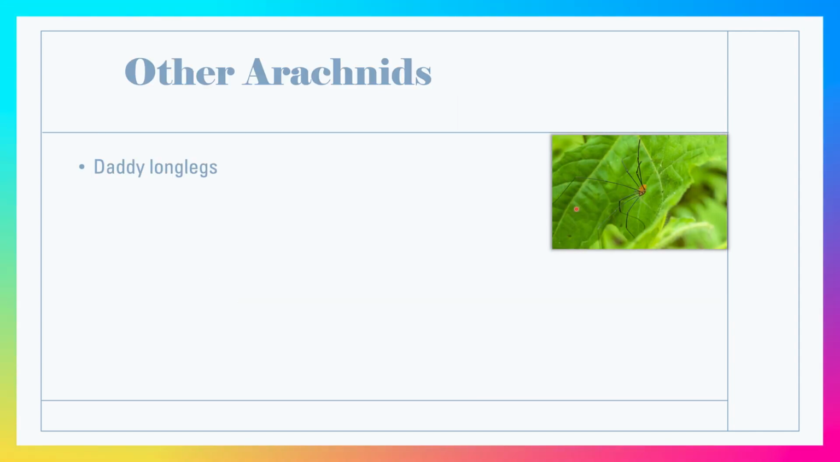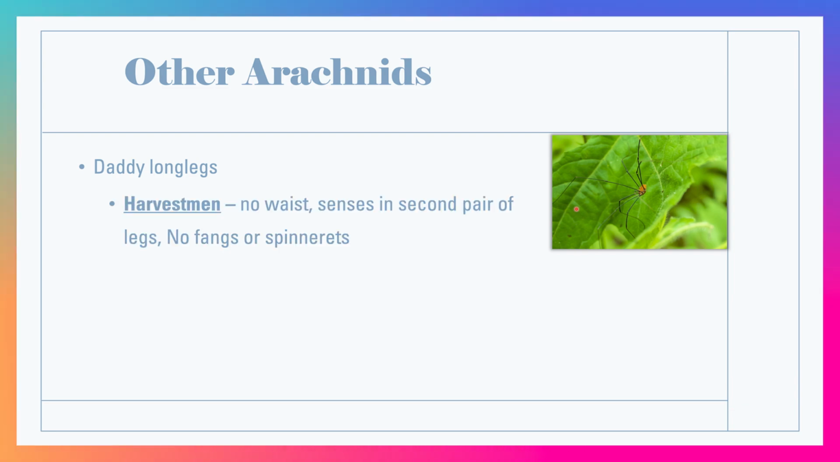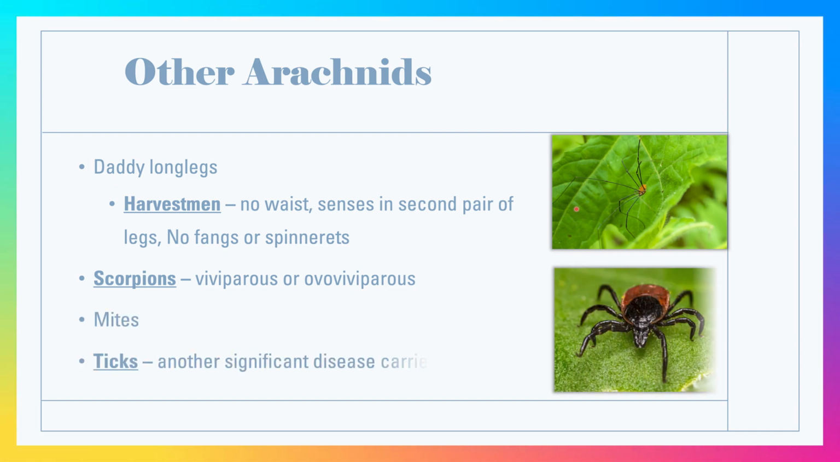Other arachnids include the daddy long-legged spider. It's also called a harvestman. It has no waist. It uses 2 pairs of its legs as sensory organs. No fangs or spinnerets, which is why when you mess with a daddy longlegs, you don't get bit. Scorpions, which are both viviparous as well as ovoviviparous. Scorpions are actually quite dangerous. And then mites and ticks.